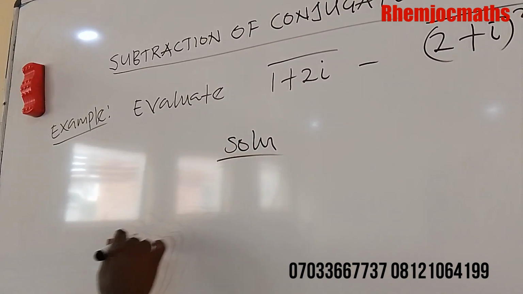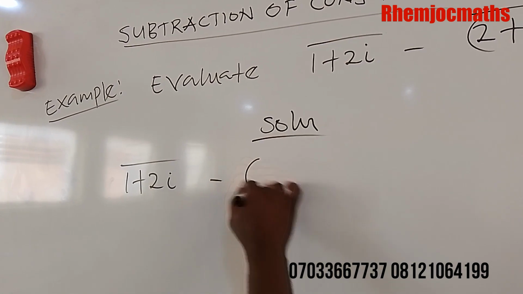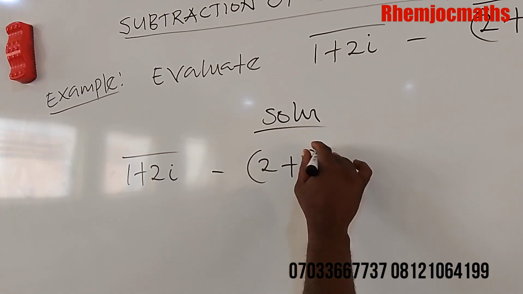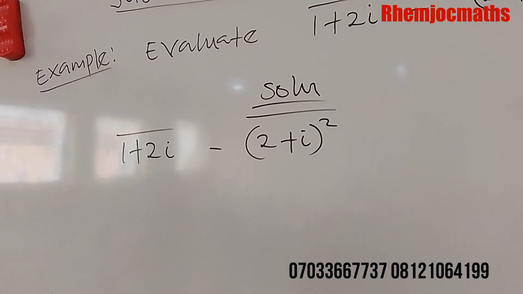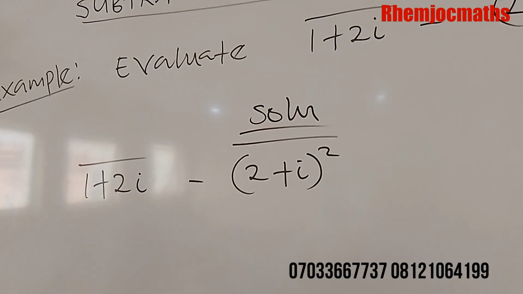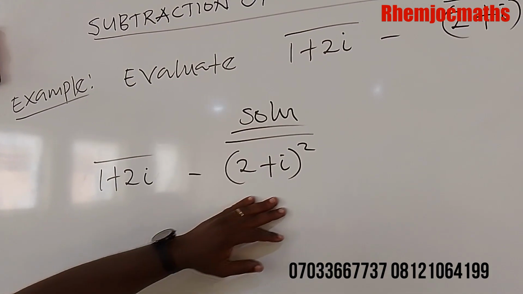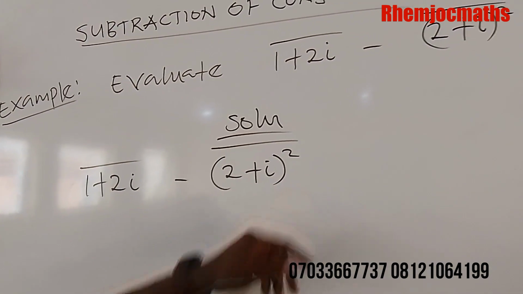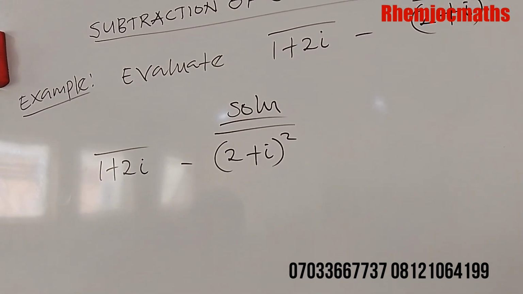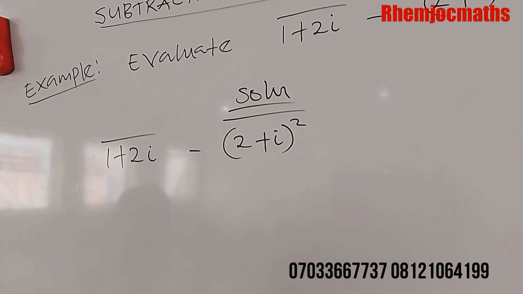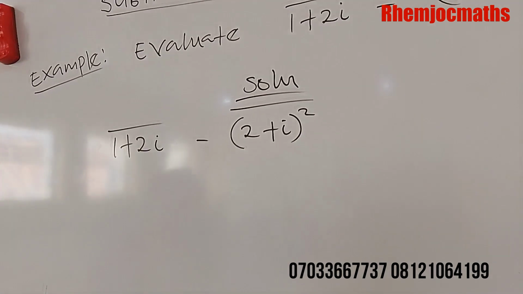Solution: the conjugate of 1 plus 2i, minus the conjugate of (2 plus i) squared. I know very well that in other videos we looked at examples of this form, but not exactly this one, because this one has a square. And before we solve, I will explain conjugates, how a conjugate looks.